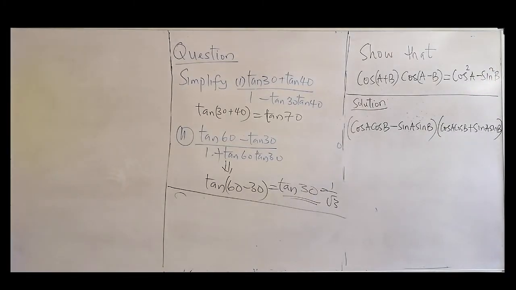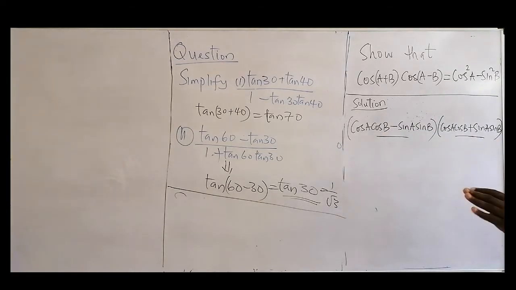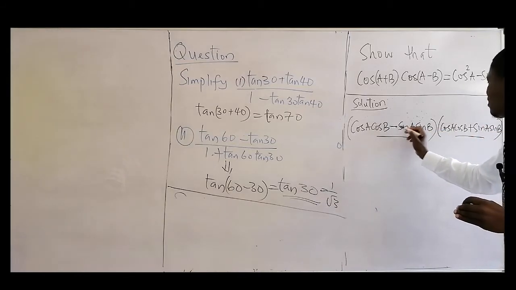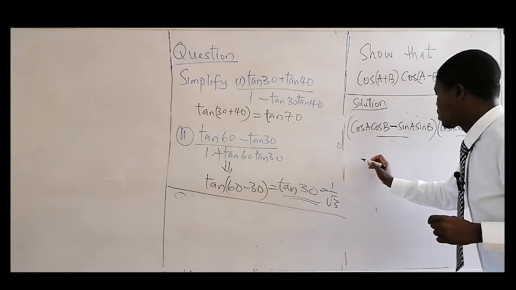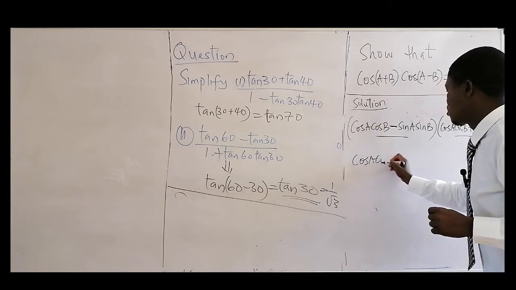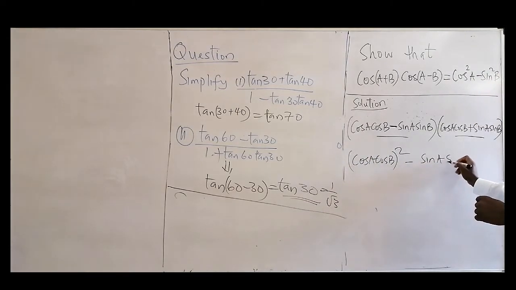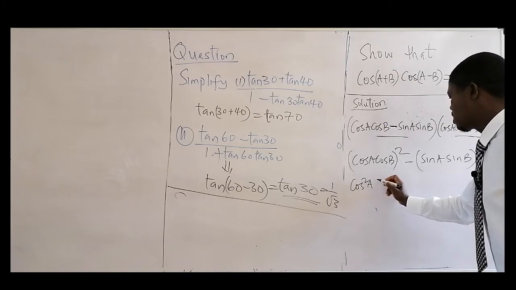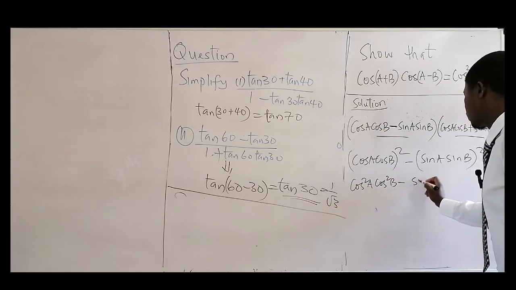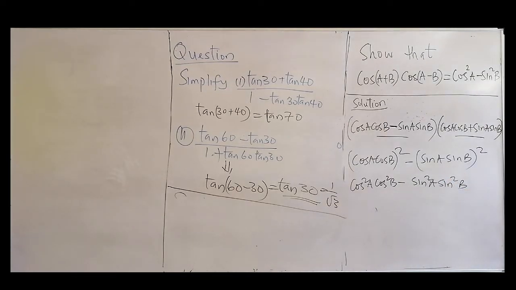So this is what we have now. If you look at this expression and this expression, you realize that they are the same thing. The only difference is the alternating sign. Minus is here, plus is here, and that is the difference of two squares. That will give us cos A cos B squared minus sine A sine B squared. Okay, and this will give me cos squared A cos squared B minus sine squared A sine squared B.